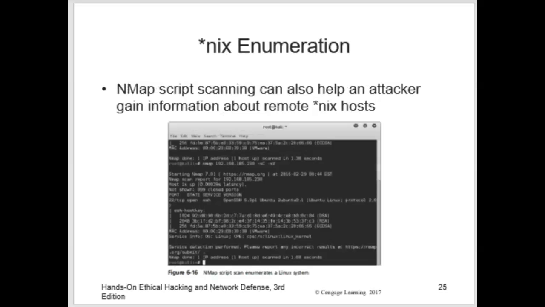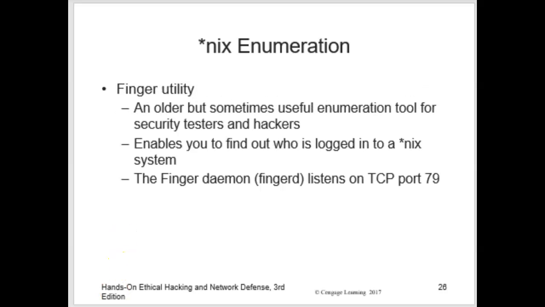Okay. Now we talked Nmap in Chapter 5. Nmap script scanning can also help the attacker gain access to remote NIX hosts. Okay. And then there's the finger utility, which is an older, sometimes useful enumeration tool for security testers and hackers. It also helps you find out who is logged into a NIX system. It's like fingerprinting. The finger daemon listens on TCP port 79.